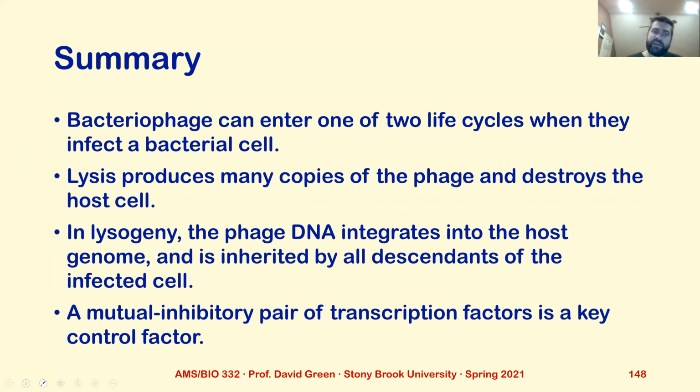In summary of what we've seen here, we've discussed how bacteriophage, viruses that affect bacteria, have these two life cycles. Lysis, producing many copies of the phage and destroying the host cell in the process. Lysogeny, in which the phage DNA integrates into the host genome and passively is inherited as the bacteria grows and divides. And underlying this decision pathway is this mutual inhibitory pair of transcription factors, CI and CRO.